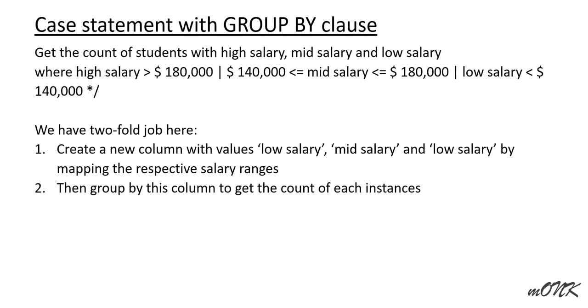Okay, so in this question, what we are asked is to get the count of students with high salary, mid salary, low salary. And the way high salary, mid salary, low salary is defined is this: the student getting more than 180k is high salary, between 140 and 180k is mid salary, and less than 140k is low salary. So we have a two-fold job over here.